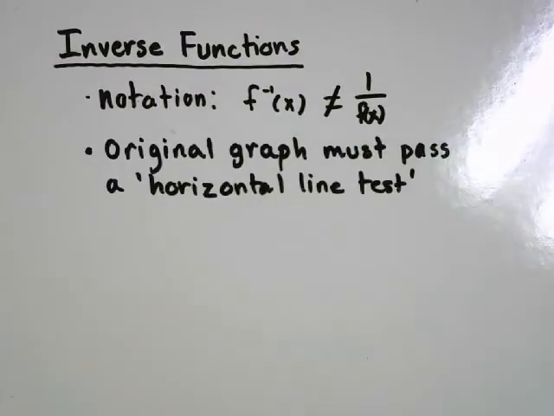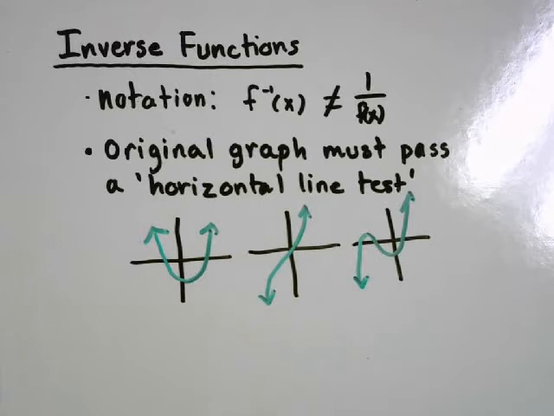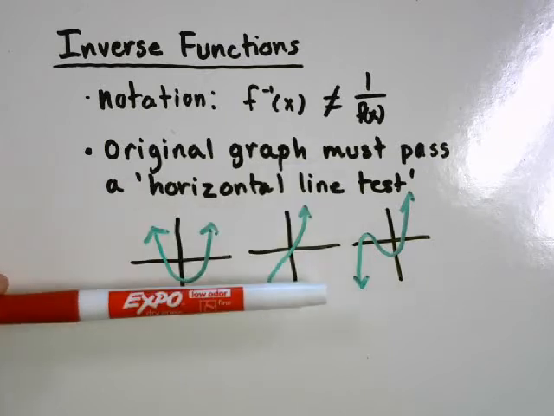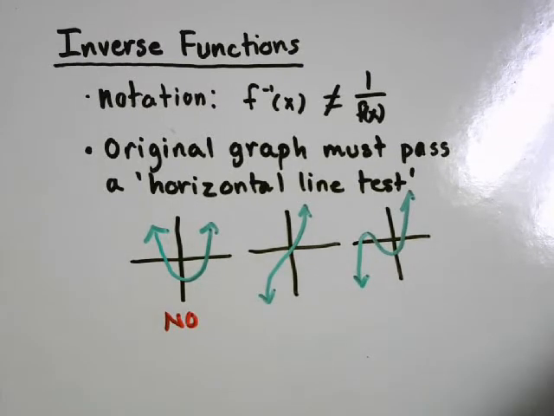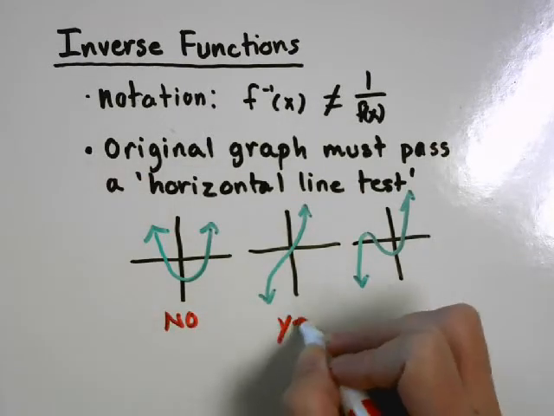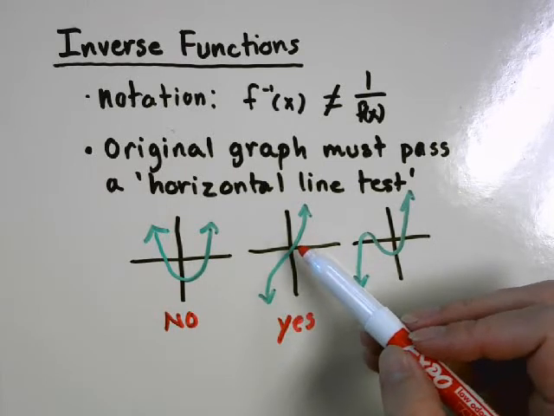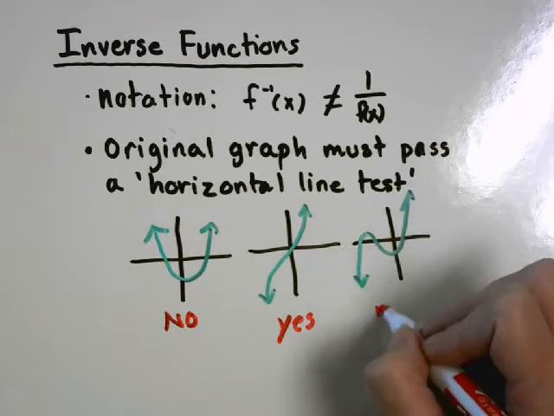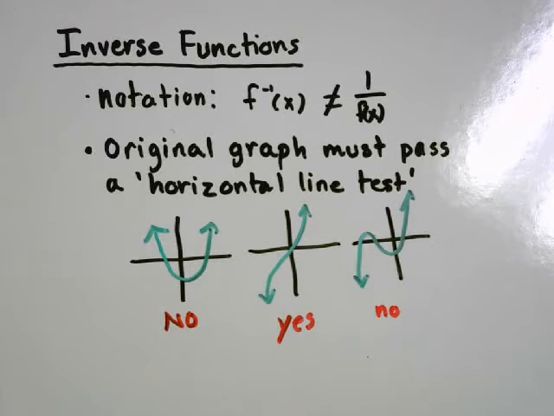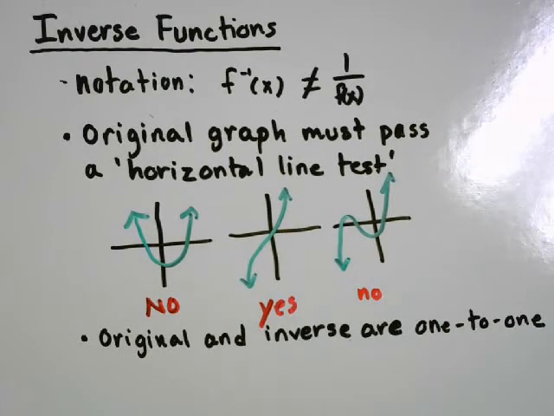In order for a graph to have an inverse that is in fact a function, the original graph must pass what's called a horizontal line test. So let's take a look at these three graphs. Horizontal line test, just like a vertical line test, we're looking for, does it touch at more than one spot? And if it does, it does not pass. So that one does not pass. The second one does, so that would have an inverse that is a function. This one does here, but as soon as we get to this middle part, it no longer passes.